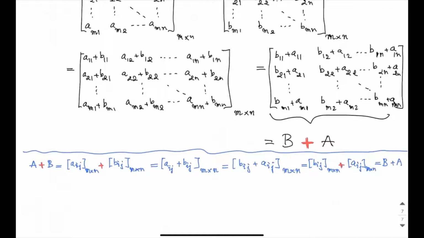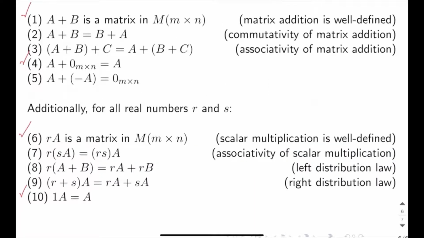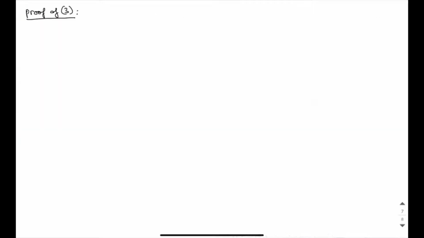And so we have successfully proven that A plus B is equal to B plus A. And we are done. All right, let's prove property number 3 utilizing the abbreviation notation here.